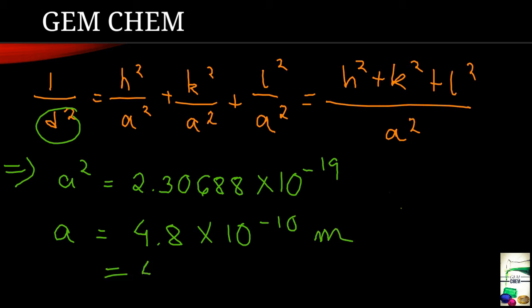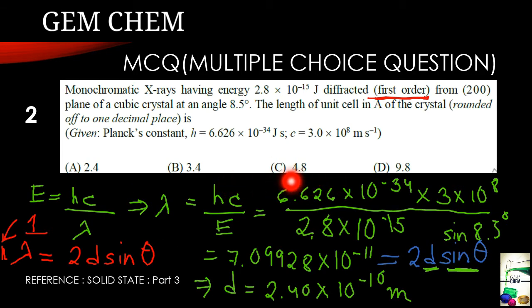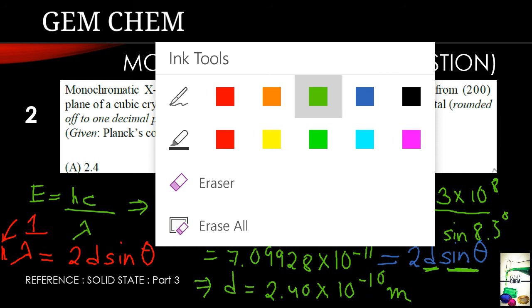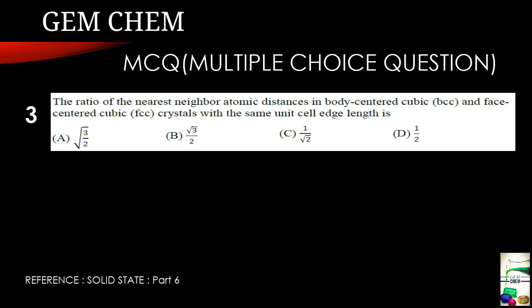Now then our value is 4.8 angstrom. And here the option is option C. So the correct answer for this one is option C, right? Now we will go for the next question.